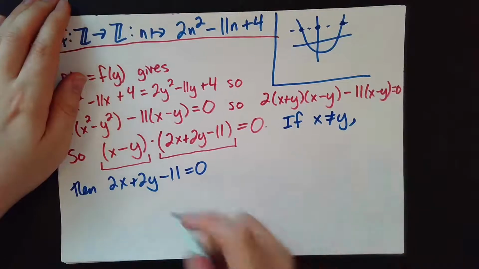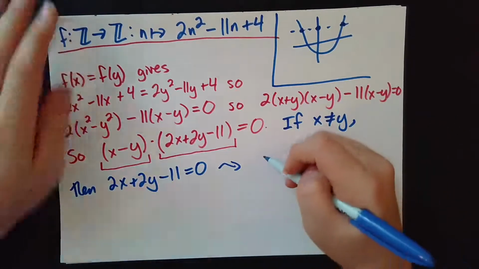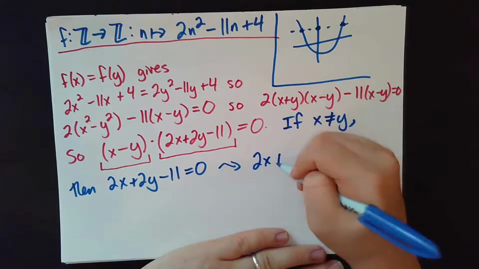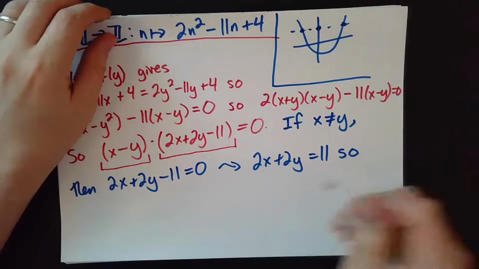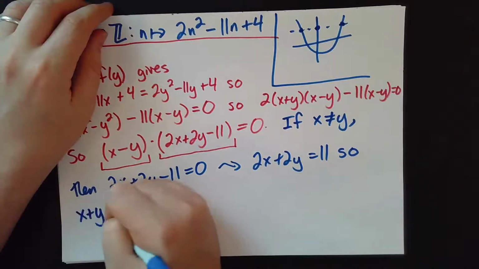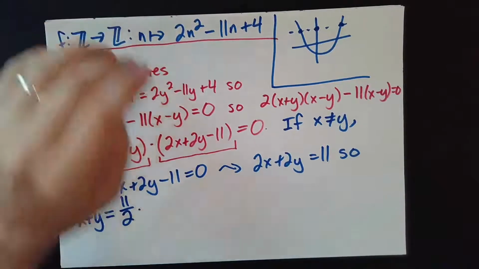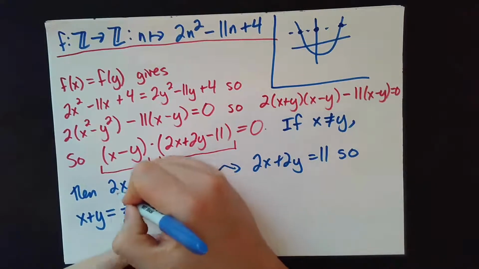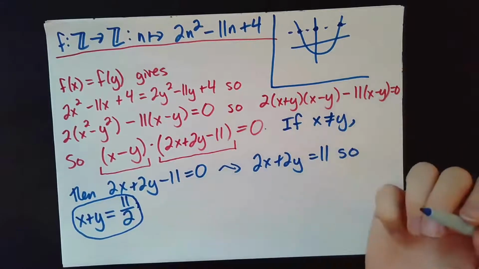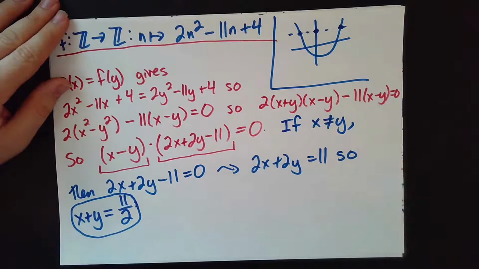And so as May suggests, I can solve this for x plus y, which would give me 2x plus 2y equals 11. So x plus y equals 11 halves. Except as noted, if x and y are integers, this can't be true, because the sum of two integers would be an integer.